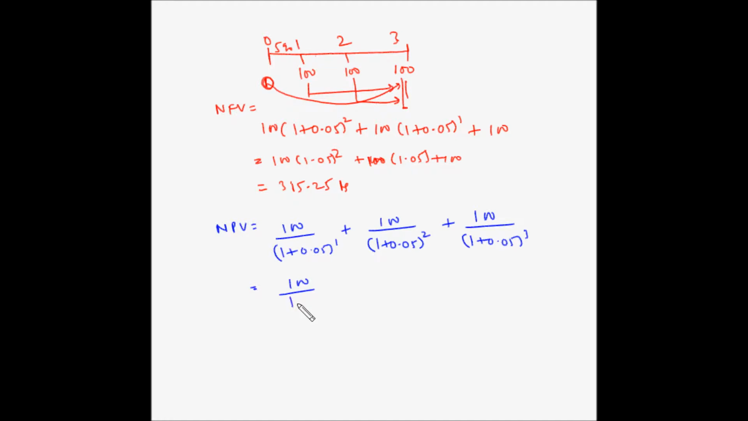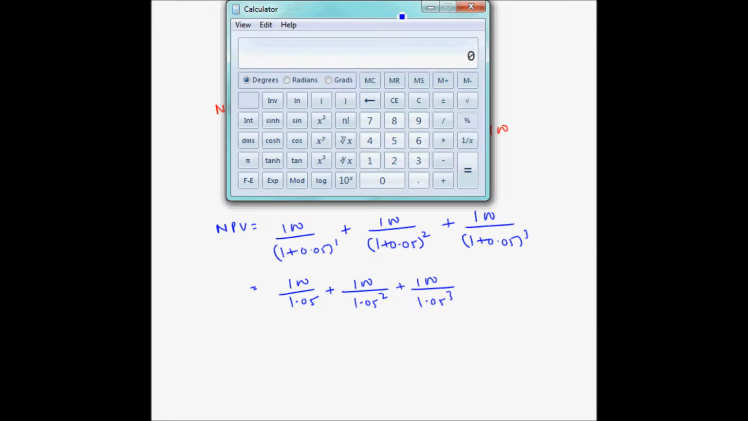So 100 divided by 1.05 plus 100 divided by 1.05 square plus 100 divided by 1.05 cube. So 100 divided by 1.05 is equal to 95.24 plus 1.05 square, 1 by x into 100. So this is 90.70.